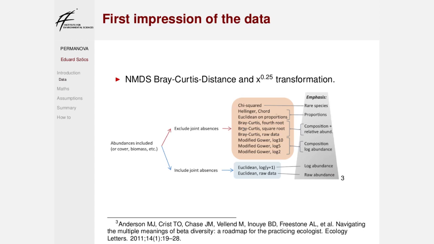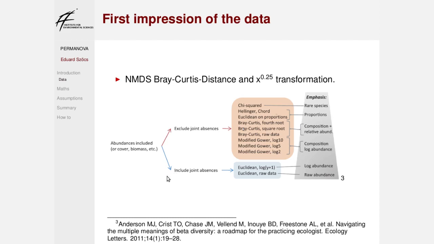As you learned in the previous part, NMDS is a really useful method to get a first impression of the community data and what's going on at the community level. Here I plot the data using NMDS with the Bray-Curtis distance and a fourth-root transformation. Why did I transform the data? If I don't transform the data, then highly abundant taxa would drive my NMDS and my distance metric.